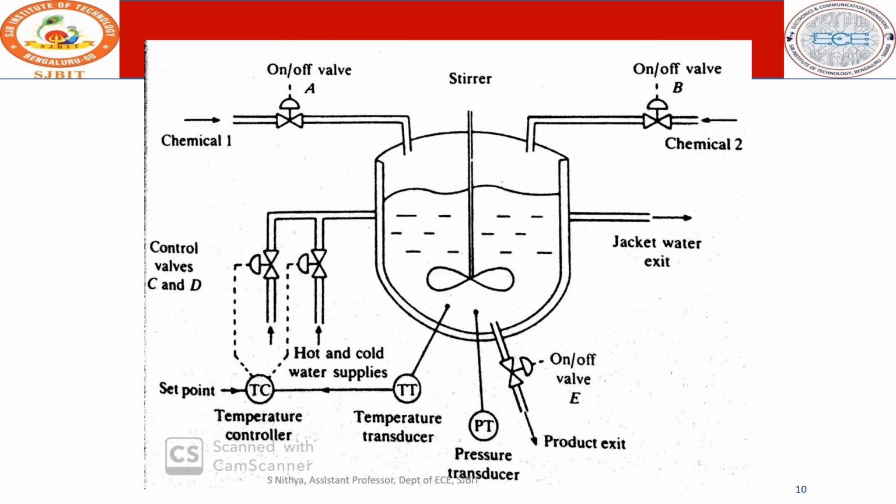Okay, so the first step is opening the valve A to send the chemical 1 to the vessel, and second one, check the level of the chemicals in the vessel. If it is the correct amount, then close the valve A. The chemical which is fed into the vessel is checked whether it reaches the specified level or not. If it reaches the specified level, the valve will be closed.